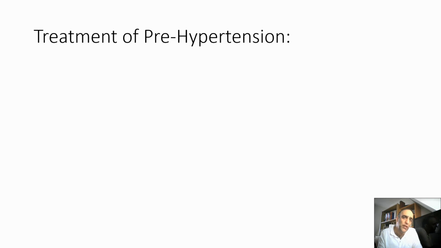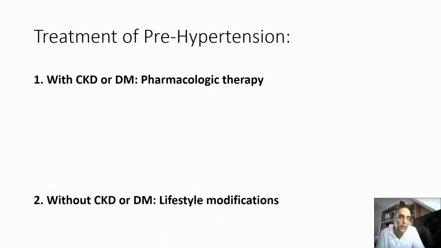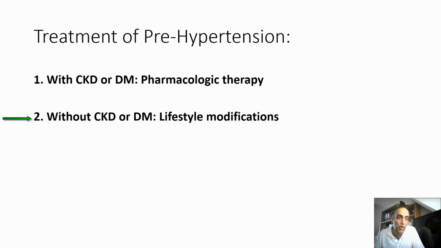For the treatment of pre-hypertension, we have two classifications: the patient has CKD, chronic kidney disease, or diabetes mellitus, or the patient is without chronic kidney disease or diabetes mellitus. In the first group, if the patient has chronic kidney disease or diabetes mellitus, we have to use pharmacologic therapy, but without chronic kidney disease or diabetes mellitus, lifestyle modification can help us.